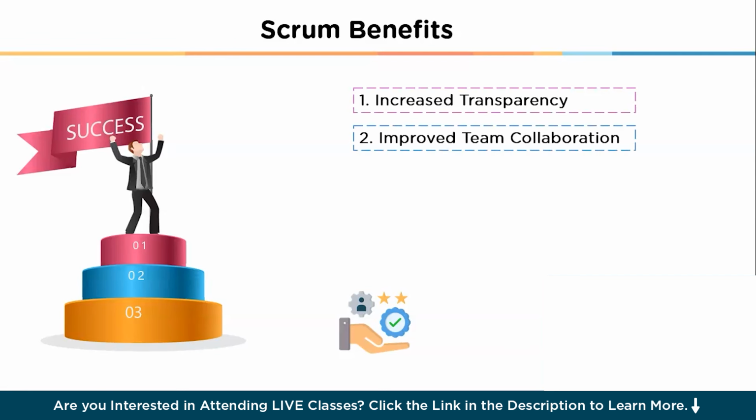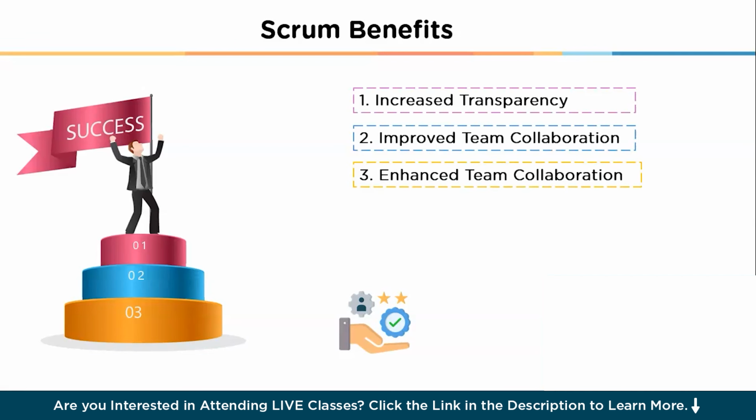The next one we have over here is improved team collaboration. The collaborative nature of Scrum encourages team members to work closely together, leveraging their diverse skills and expertise. The Scrum Master facilitates this collaboration, helping the team communicate effectively and resolve conflicts. This teamwork leads to better problem solving, innovation, and overall productivity.